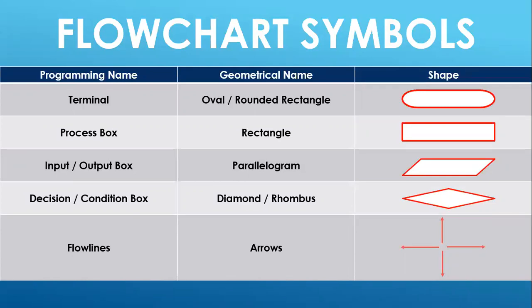And the last one is flow lines. What are flow lines? Flow lines are basically arrows which show the processing movement, which show the data movement in the pseudocode according to requirement.